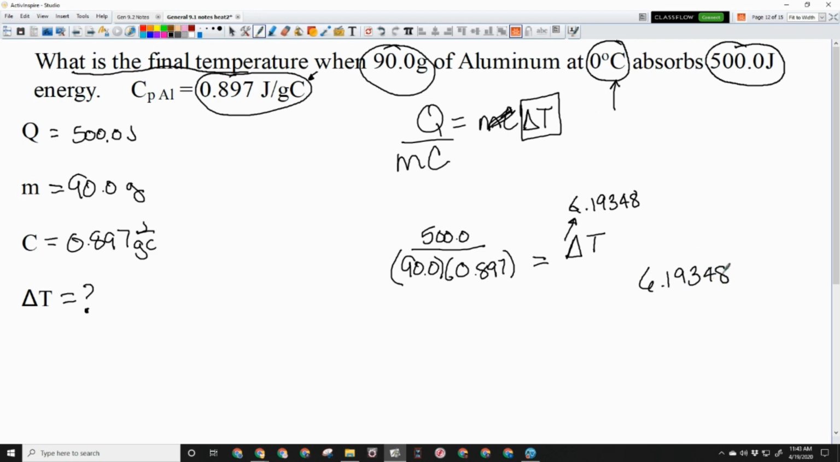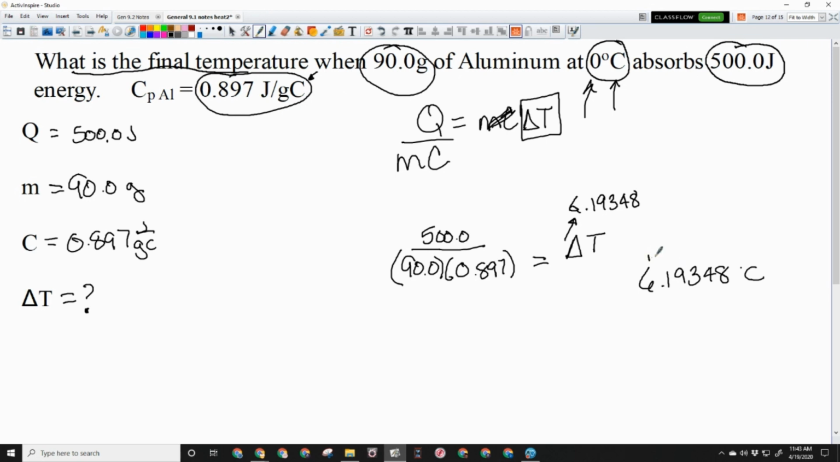6.19348 degrees Celsius. All right, how many sig figs? Well, this is 0 sig figs. This doesn't have any sig figs because it's just a 0. But we can't have 0 sig figs for our answer. So we have to look at the other ones. So this is 3, 3, and 4. So this is just 3 sig figs.